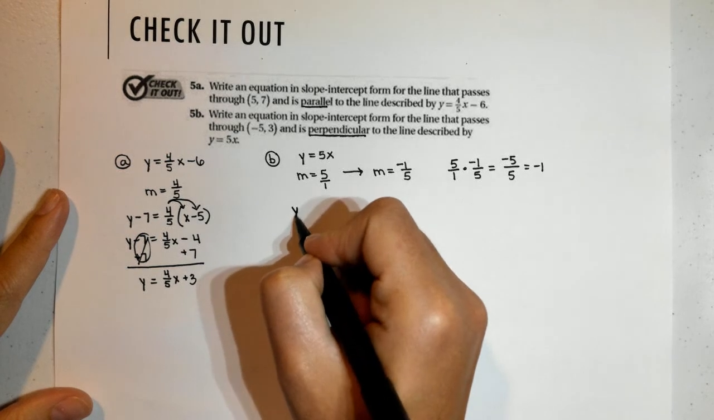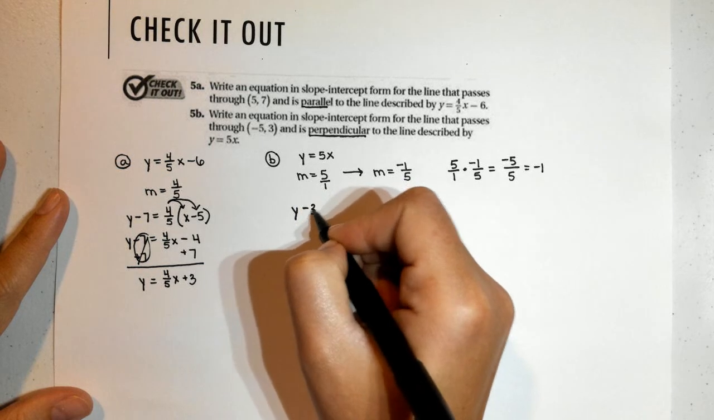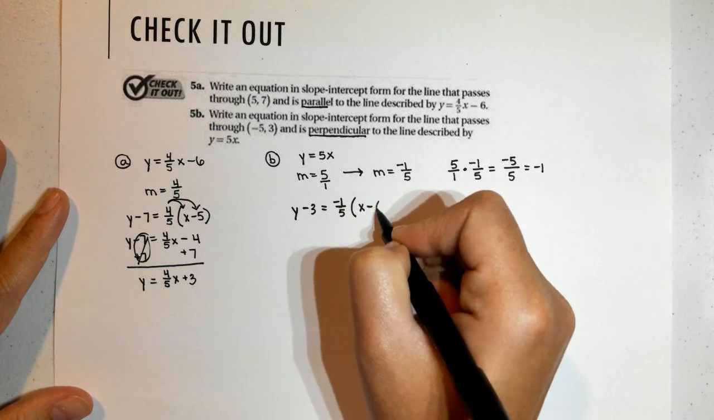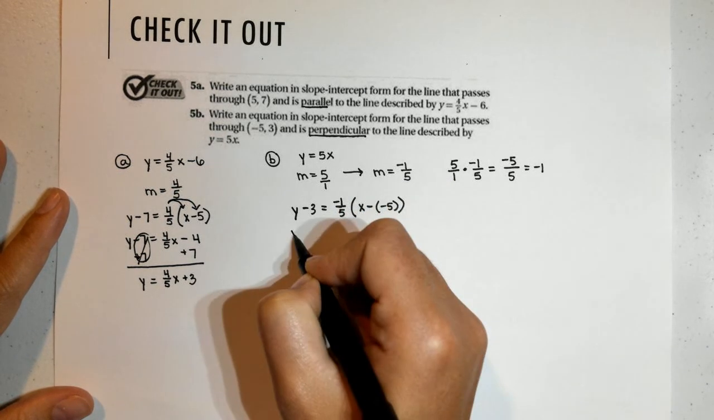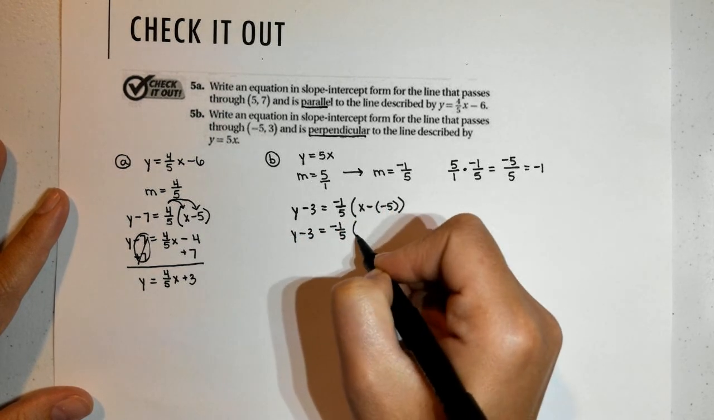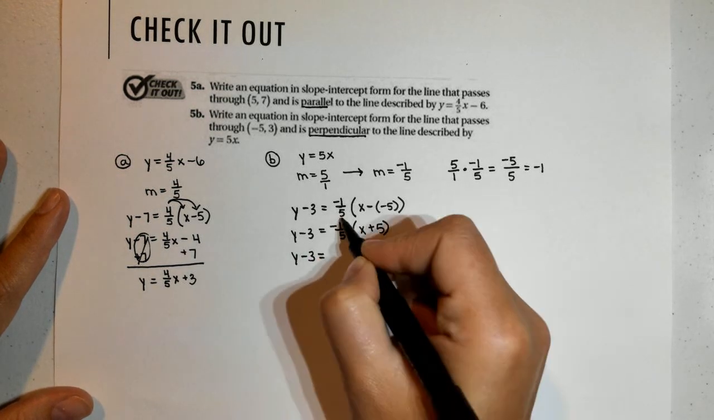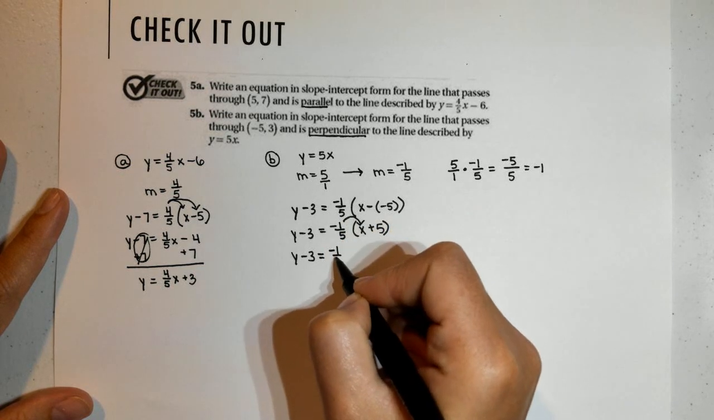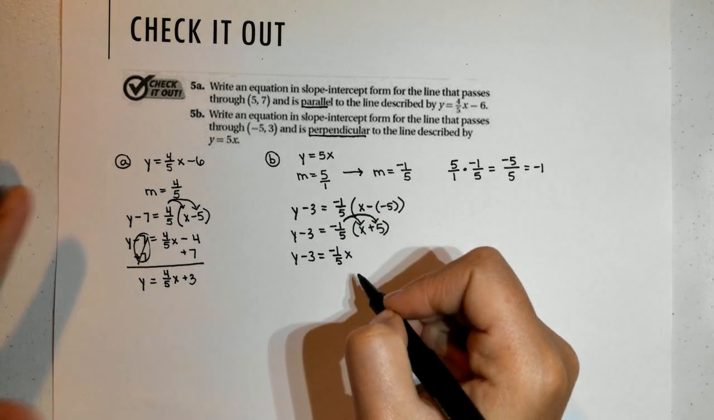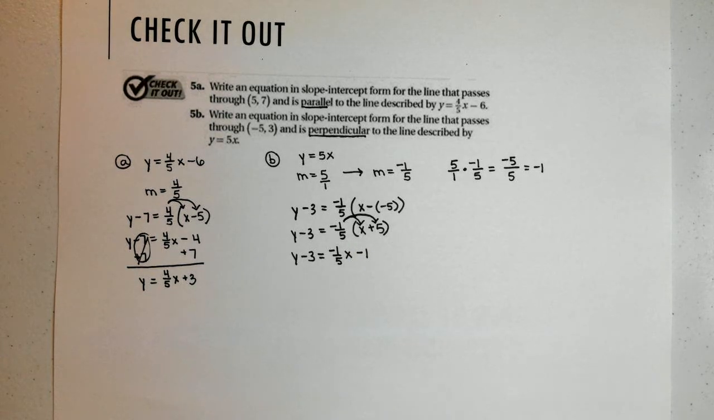Now I'm going to use point-slope form with (-5, 3) and my slope, negative 1/5. So y minus 3 equals negative 1/5 in parentheses x minus negative 5. Minus a negative will become adding a positive, so I'm going to change this x minus negative 5 to x plus 5 before I distribute. Now I'm going to distribute that negative 1/5. Negative 1/5 times x is negative 1/5 x. And then negative 1/5 times 5 will give me a negative 1, or minus 1.